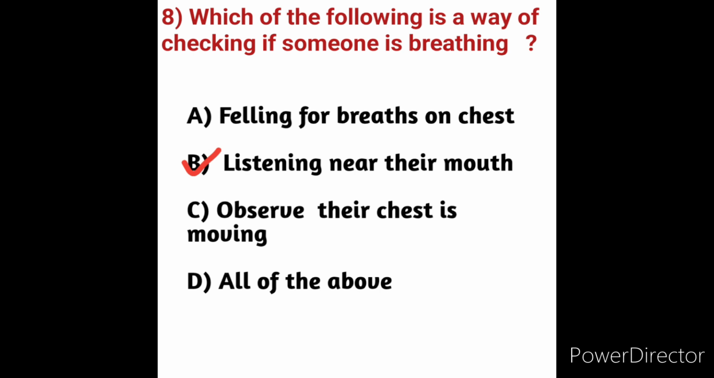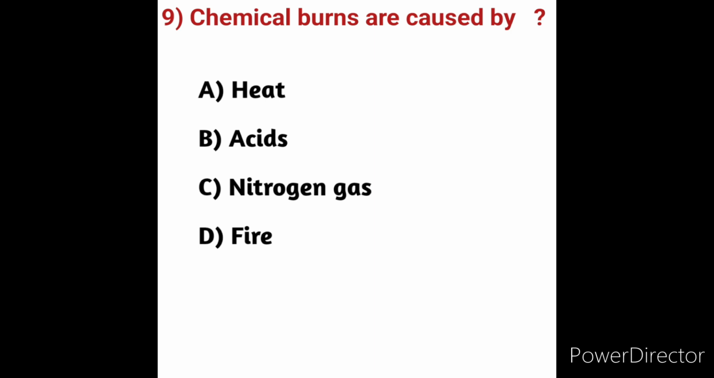Next we will move on to question number 9. Chemical burns are caused by option A heat, option B acids, option C nitrogen gas, option D fire. Chemical burns are caused by strong acids, alkalis, drain cleaners and many other substances. People who work with chemicals for their job are more at risk of chemical burns. The first aid treatment for chemical burns: wash away the chemical with water as quickly as possible, for at least 3 to 5 minutes, and some chemicals may need 20 minutes of washing.